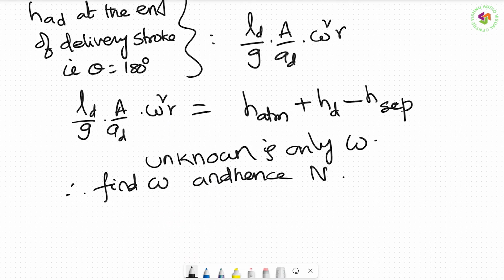Just for your understanding sake, separation occurs in delivery stroke if the acceleration pressure head is so high that it crosses HD, and it even has to cross H atmospheric pressure, so both things, and it becomes negative. The acceleration pressure head is so high, because it is on the negative side there, theta is equal to 180. So if at all that occurs.